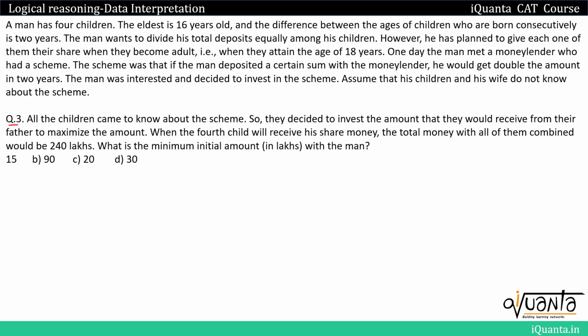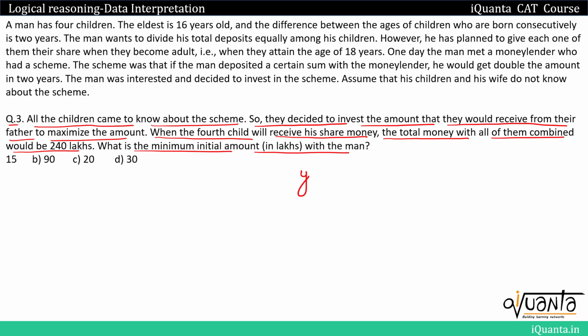Third one is, all the children came to know about this scheme, so they decided to invest the amount that they would receive from their father to maximize the amount. When the fourth child will receive his share of money, the total money with all of them combined would be 240 lakhs. What is the minimum initial amount with the man? Now we know that every child was getting y rupees. When the first child is getting his money, earlier he was 16 years old and the others were 14, 12 and 10 years old.